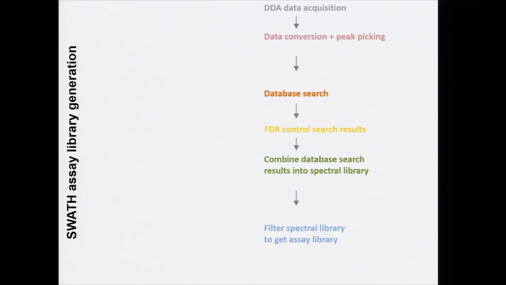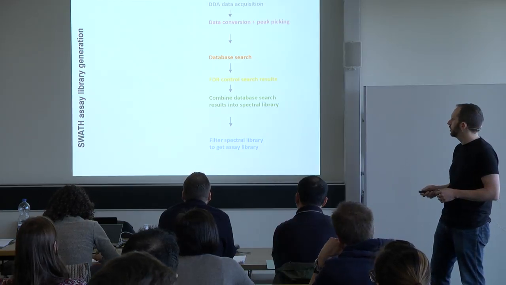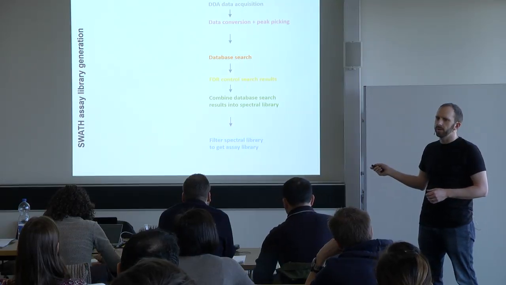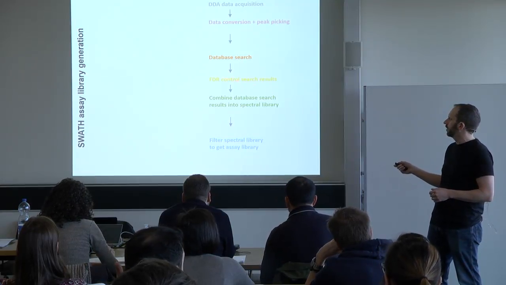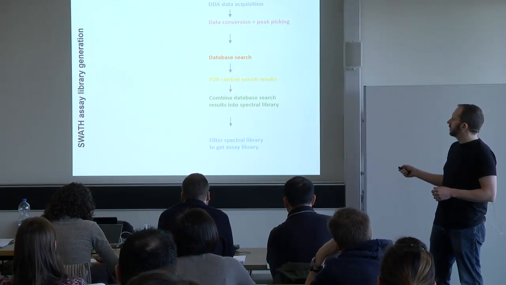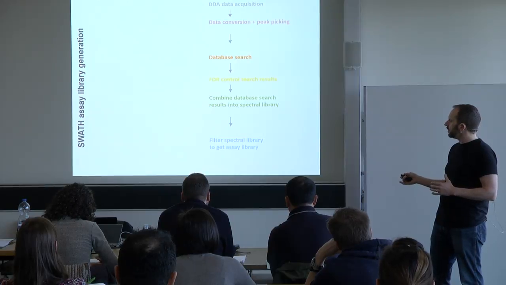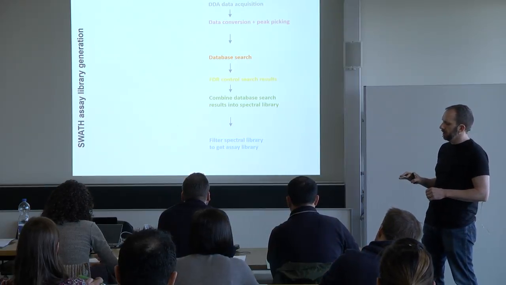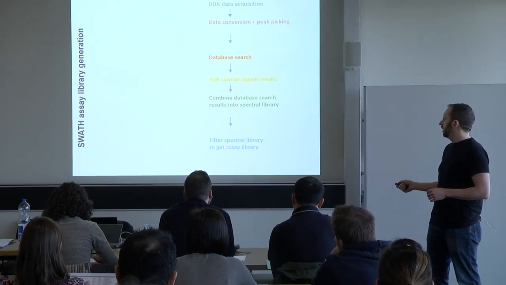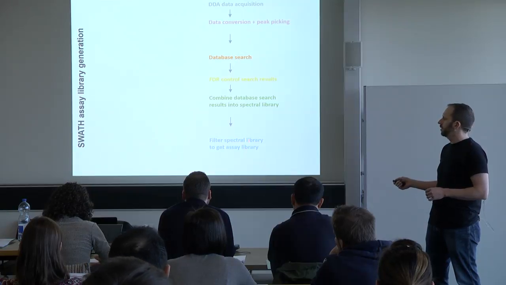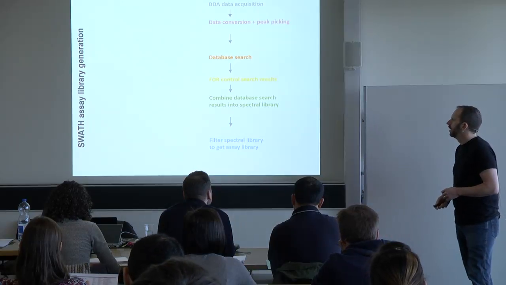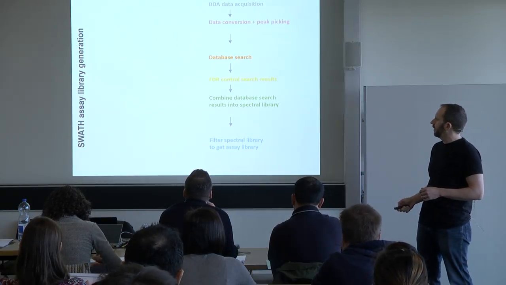This is Mascot or Sequest or one of 20 other search engines. We think that controlling the quality after this database search is pretty important, so I'll say something about false discovery rate control of the search results. Then we need to combine all these search results into a spectral library so that we have only one spectral representation of every peptide we're interested in, and then we filter the spectral library to get to the assay library. So we decide which transitions we're going to monitor and so on. This is the simplified version.